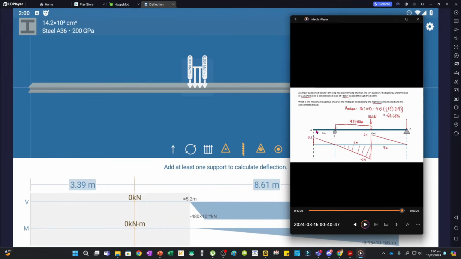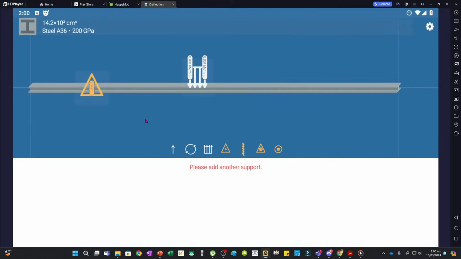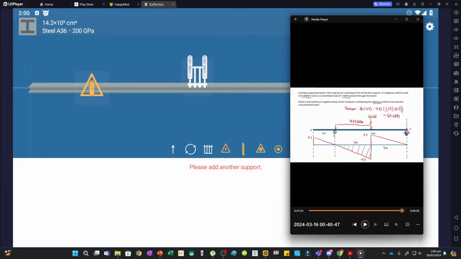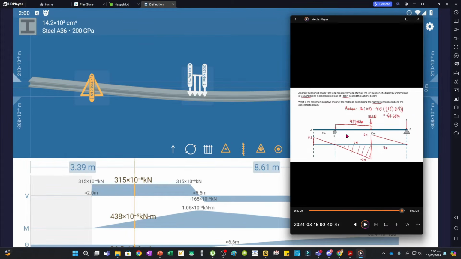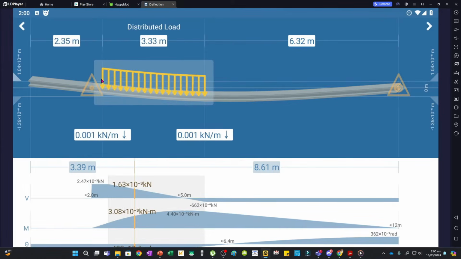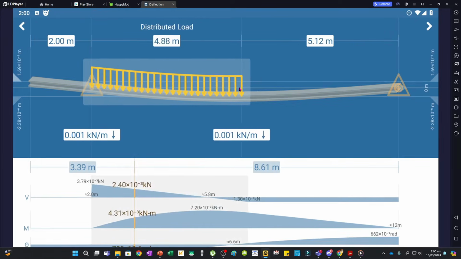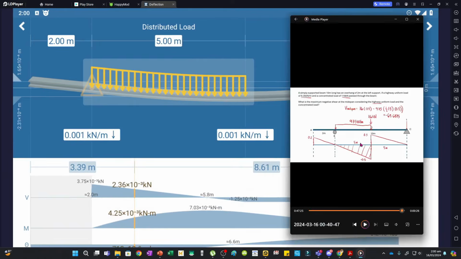Now at 2 meters from the left end, we have a roller support. So this is the roller support. And then at the right end, we have a hinge support. So let's add a hinge. And then we'll now place our loads. Now we have 9.35 kilonewton per meter acting from B up to D. So that will be at the roller support. And then the span will be 5 meters because this is actually 5.